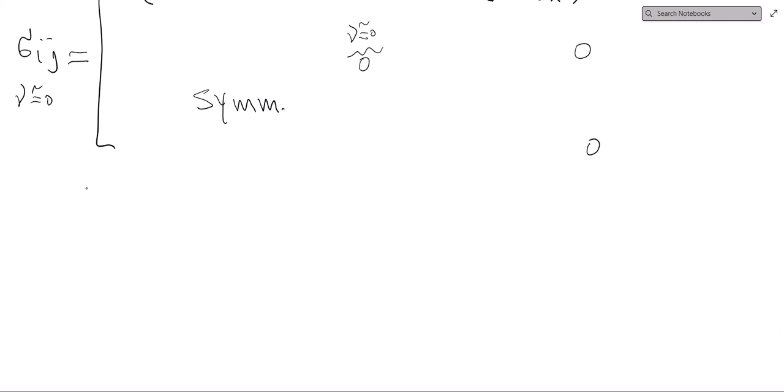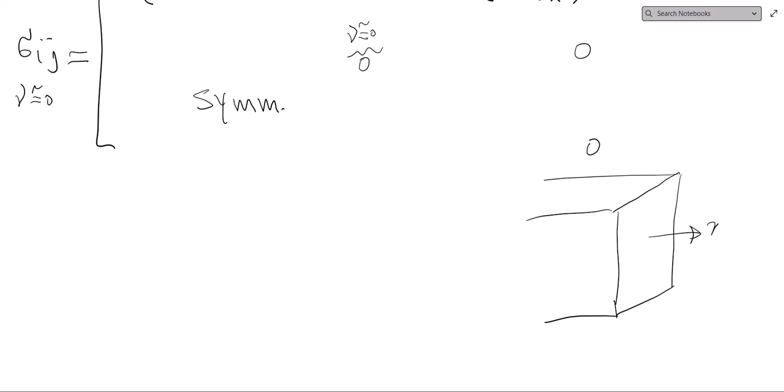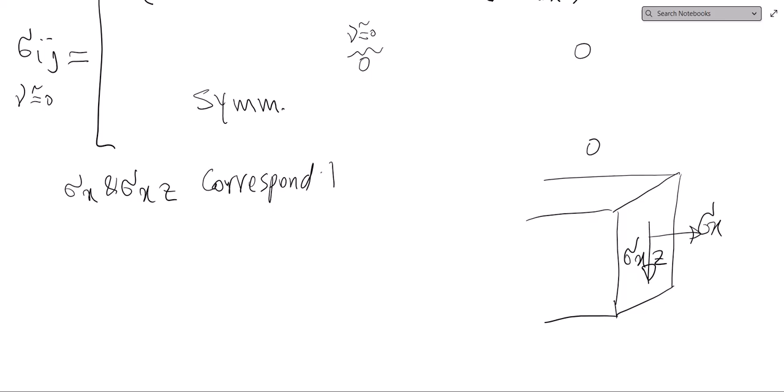So as we know, if we integrate at the cross section, let's say here, if I have this cross section, and then I integrate sigma x and sigma xz across this cross section, sigma x and sigma xz correspond to bending moment, and shear force.